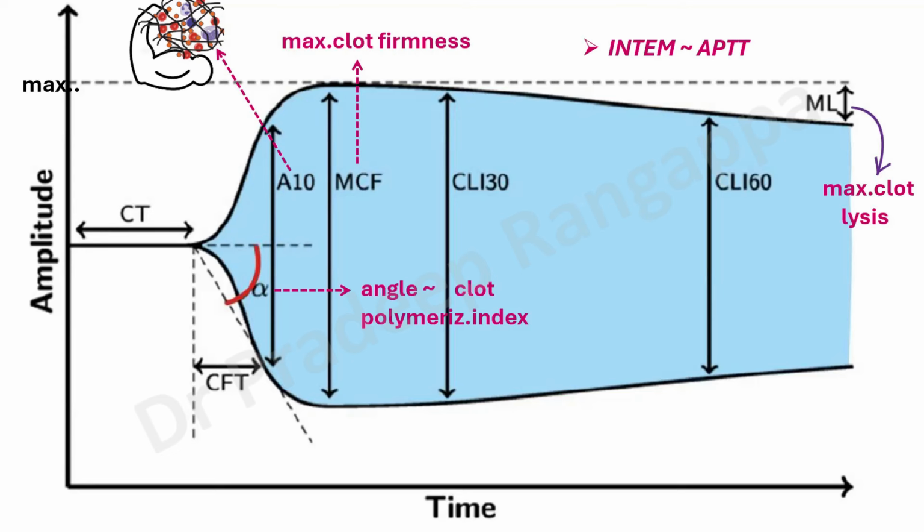We call it as INTEM. INTEM, TEM is ROTEM. INTEM is the pattern which recognizes the intrinsic pathway. It is similar to APTT. And EXTEM, TEM is ROTEM, EXTEM is the pattern which is indicative of extrinsic pathway, which is analogous or similar to prothrombin time. And there is FIBTEM, which assesses the fibrinogen assay, that basically ascertains your fibrinogen. So INTEM is APTT, EXTEM is PT, FIBTEM is fibrinogen. I have wrongly put as APTT, FIBTEM is fibrinogen assay.